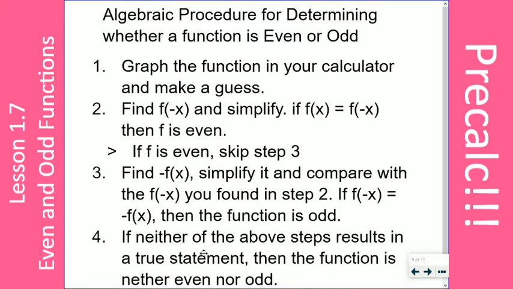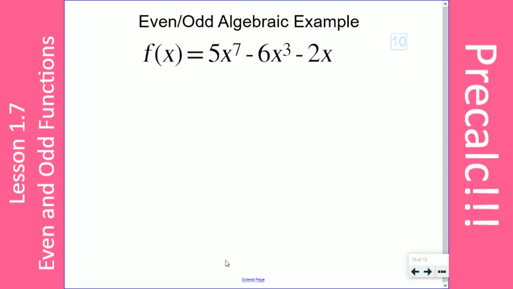And if neither of those steps results in a true statement, so we don't find something that's even and we don't find something that's odd, then the function is neither even nor odd. And neither is generally spelled with an I, not nether. But hey, that is the breaks. So let's take a look at an example.